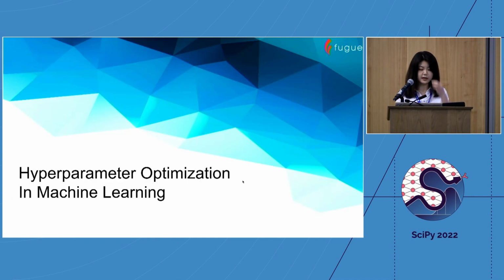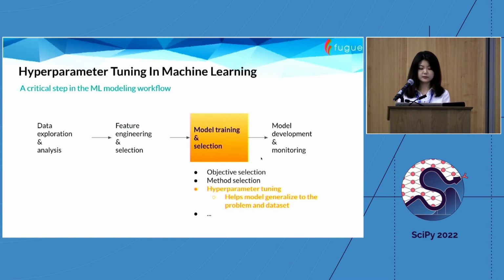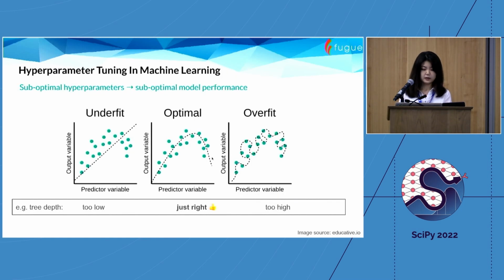And to start, let's recap the problem of hyperparameter tuning in machine learning. Hyperparameter tuning plays a critical role in the machine learning workflow. Almost every machine learning model in the industry today has a hyperparameter that must be set to generalize to the problem and the data set. And if we use a suboptimal set of hyperparameters, that will directly result in lower model performance. In particular, it will cause the model to underfit or overfit to the training set.